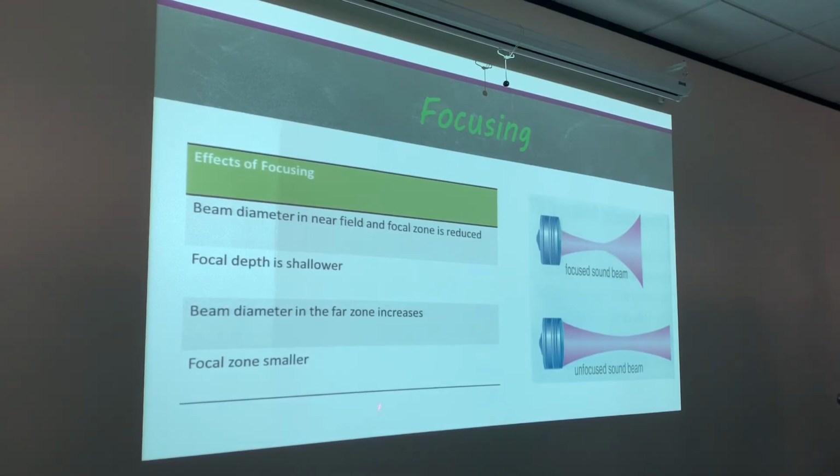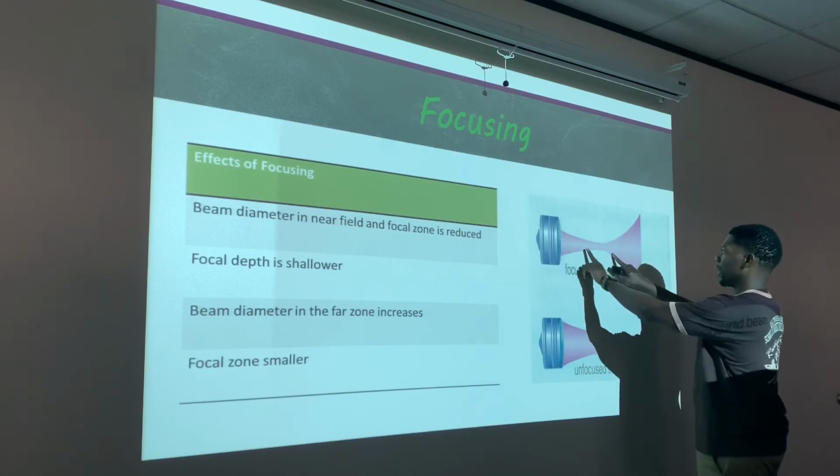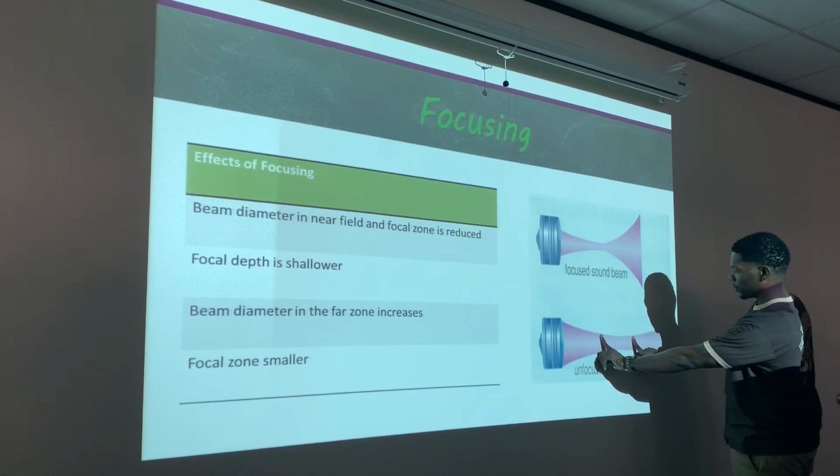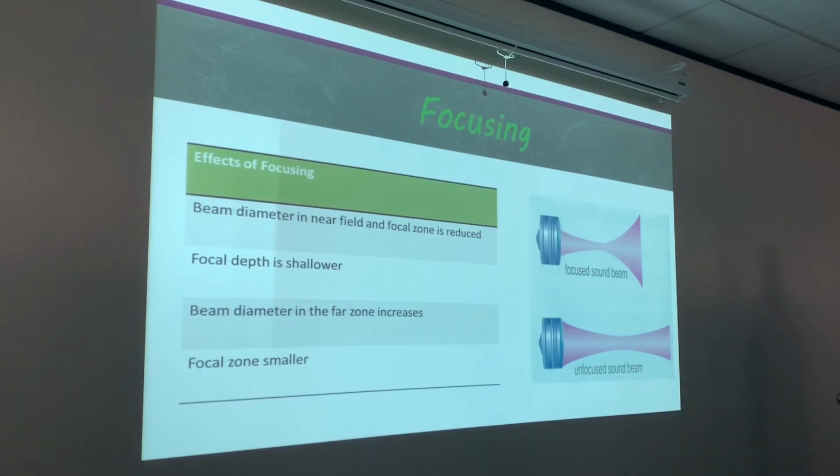Also, our beam diameter in the far zone increases. Look at that divergence of this beam compared to this beam. We have a focused beam. The beam diverges in the far field a lot more than the unfocused beam. And also, our focal zone is a lot smaller. Look at our focal zone right here, where the beam is relatively narrow, compared to a much wider focal zone down here. Those are 4 characteristics of focused beams versus unfocused beams.